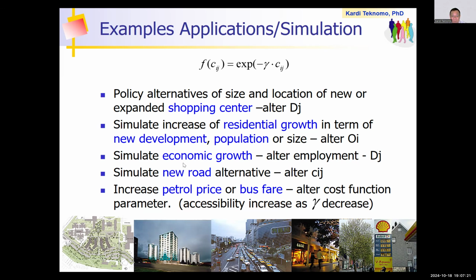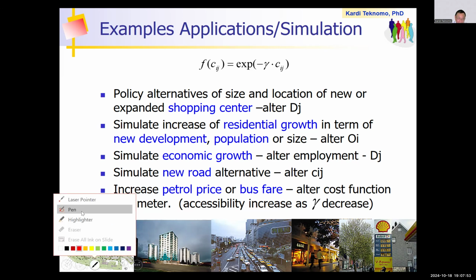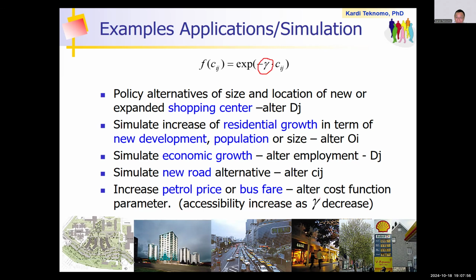Now, if you have a new road, then the cost changes, isn't it? In that case, you change the travel time and then you compute it again. The same thing if you want to see, for example, the effect of an increase in petrol price or bus fare. In that case, you can alter the cost function, and you can also change the value of the parameter, because accessibility increases as this parameter decreases.